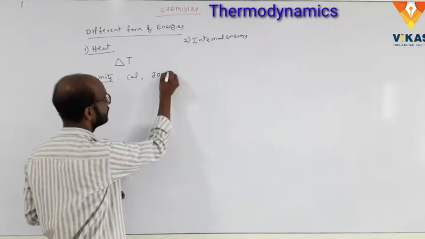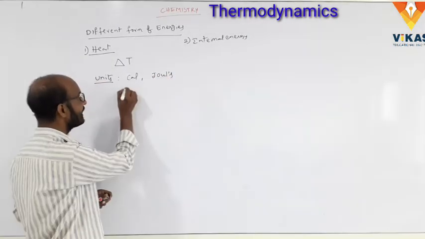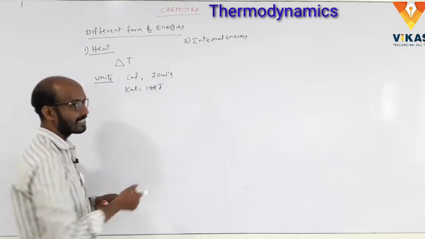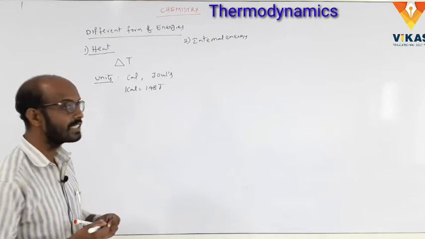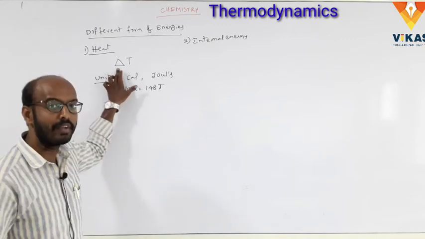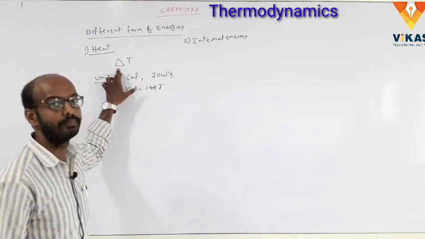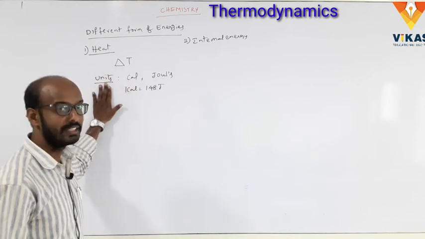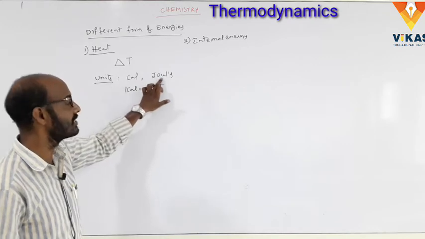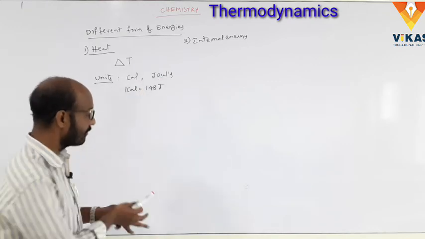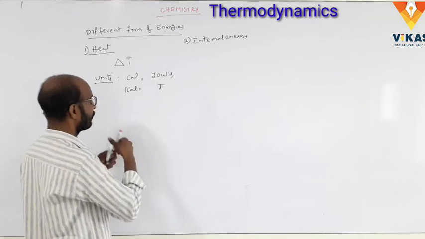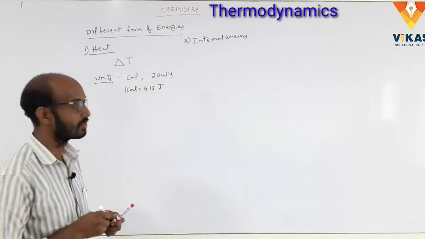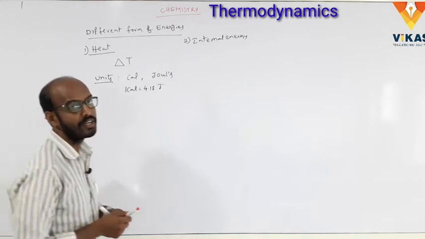So 1 calorie is equal to 4.18 joules. We discussed this in the last class. So heat is the transfer of energy, another form of energy. Heat flows from one system to another due to a difference in temperature, and units are calories, expressed as joules. 1 calorie is equal to 4.18 joules. And is heat a state function or a path function?